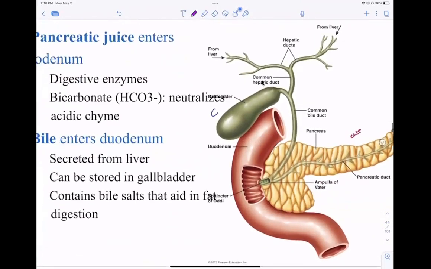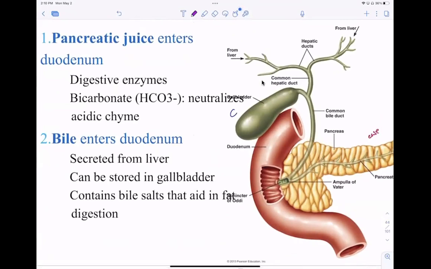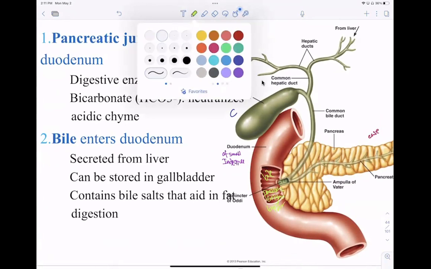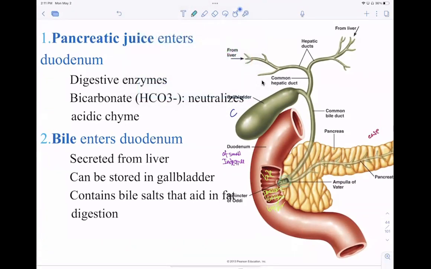So once the food goes from the stomach into the duodenum of the small intestine, this is where bile enters, and so bile is going to enter, and pancreatic enzymes and buffers. And so there is a common area here called the ampulla of Vater.